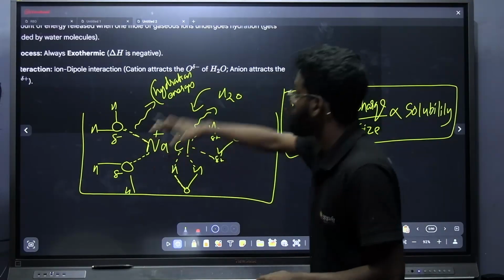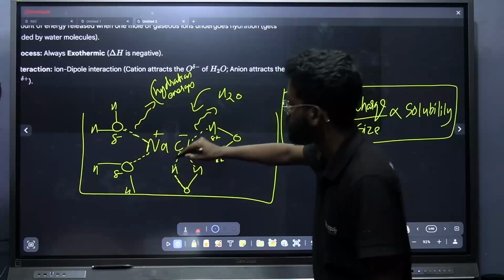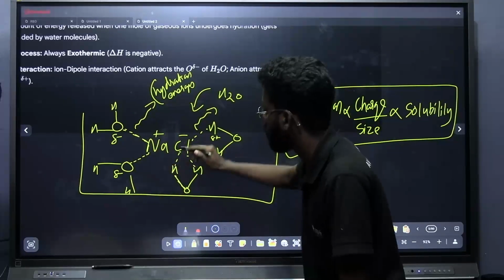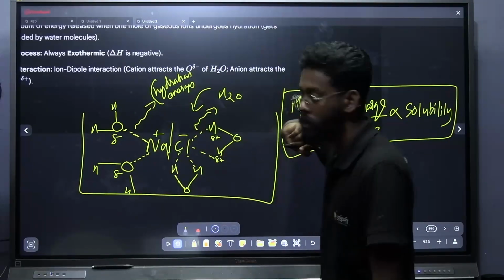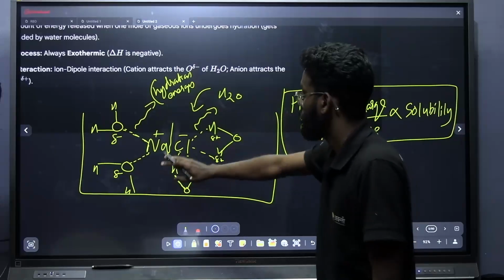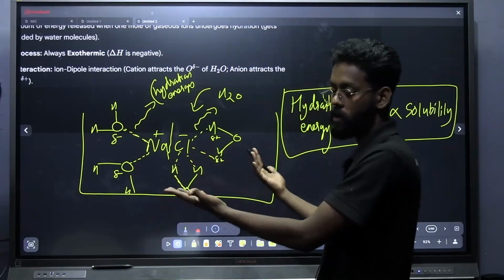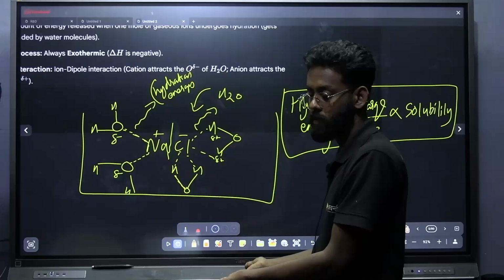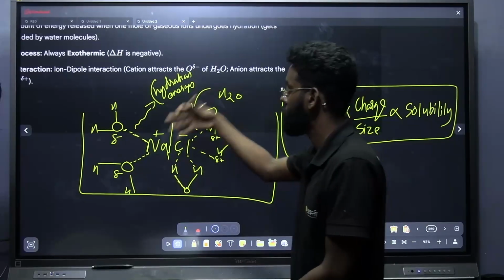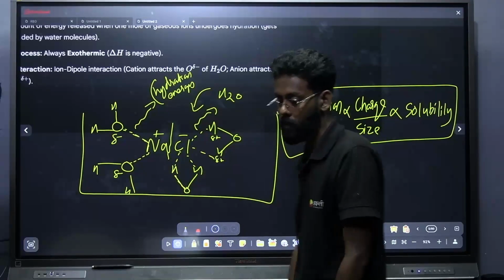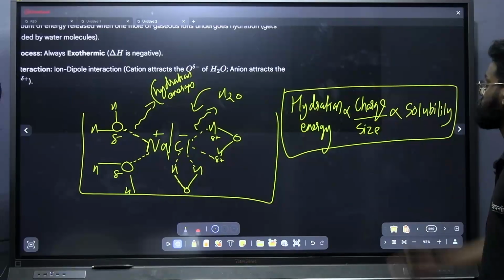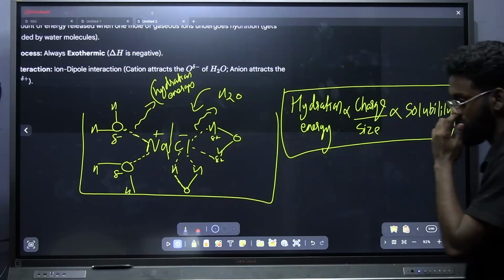When hydration energy is very high, what is happening? There will be breakage of sodium and chlorine, and that breakage is what is called solubility. That is, each ion will be soluble in the water. And it is directly proportional to charge and inversely proportional to size.